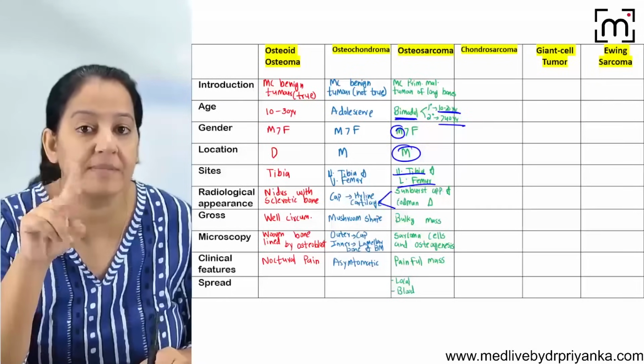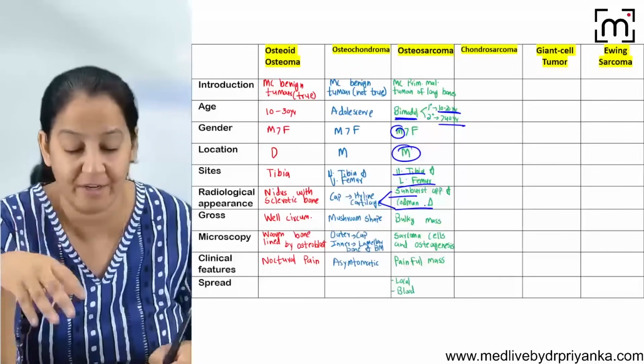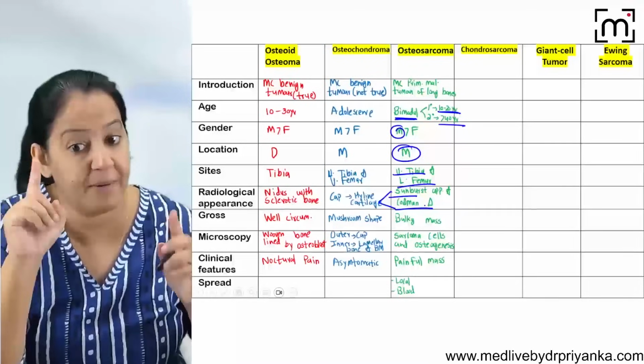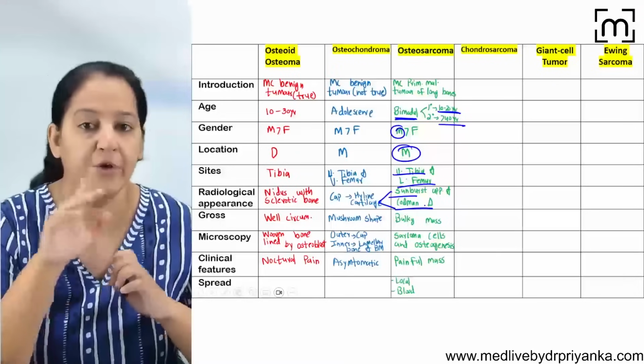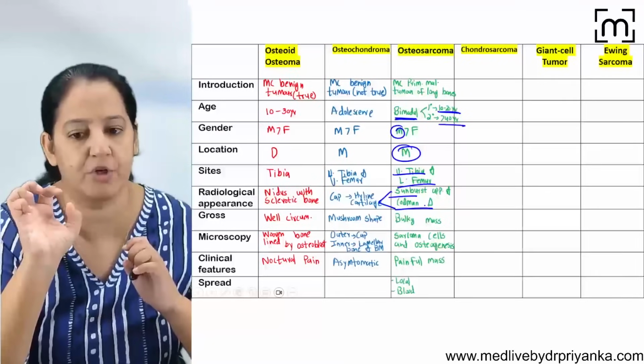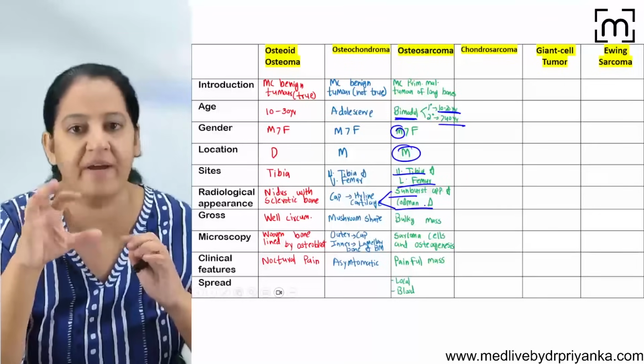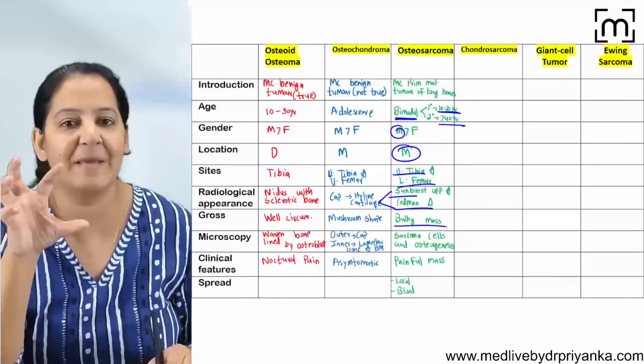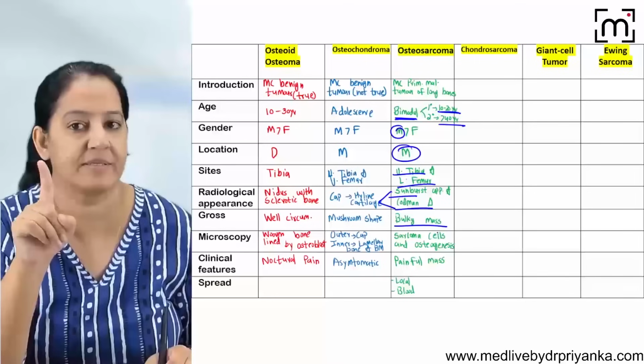Radiologically, there are two important appearances: sunburst appearance and Codman triangle. You should know the description. Why sunburst appearance? Why Codman triangle? And you should be able to draw it in your exam beautifully. You should be able to show the sunburst appearance of the tumor, show the Codman triangle, and describe why they appear. After that, grossly, it's a bulky mass with areas of hemorrhage and necrosis.